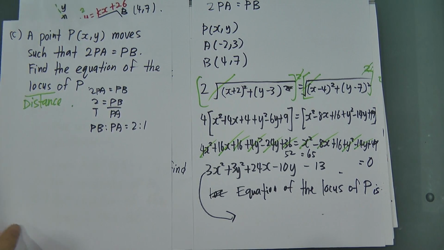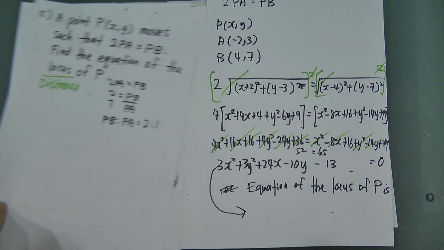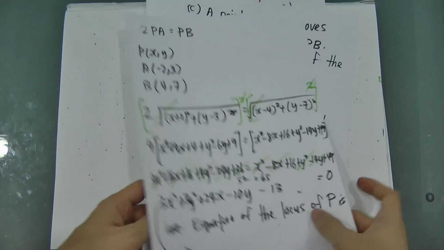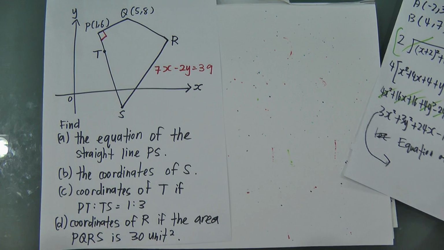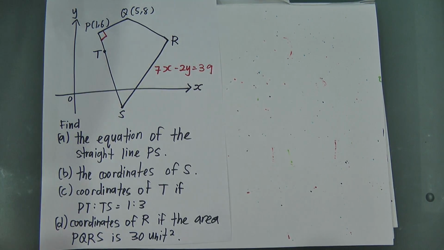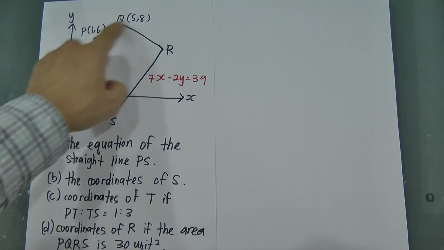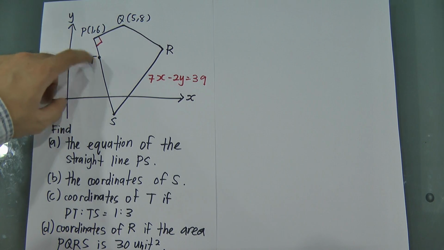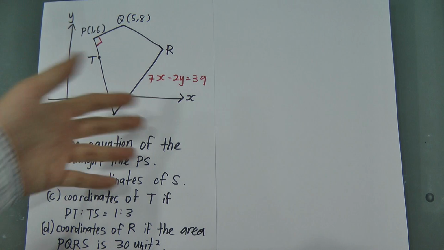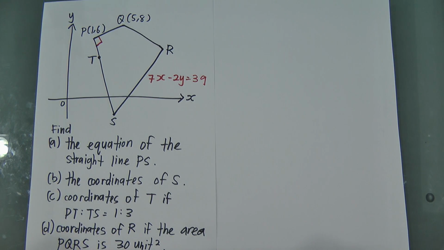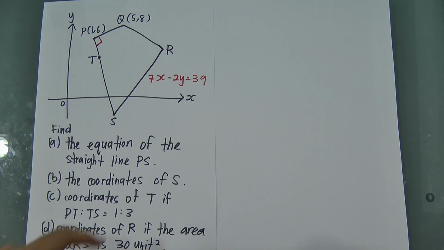Alright, so we already practiced about locus. Our last question, before I end this video, I'm going to post the last question over here. In this question, I think it is quite simple. He gives you two coordinates and then he gives you this straight line is perpendicular to this straight line. Even if it doesn't seem like a straight line, just assume it's a straight line because I drew it by hand. And then he gives you the equation for PS is 7x minus 2y equal to 39.